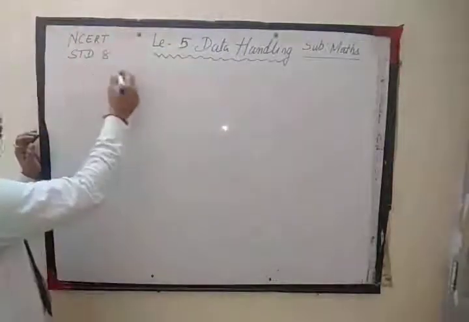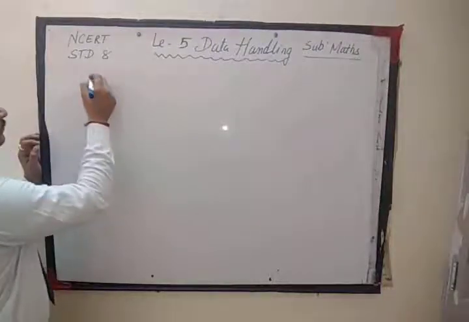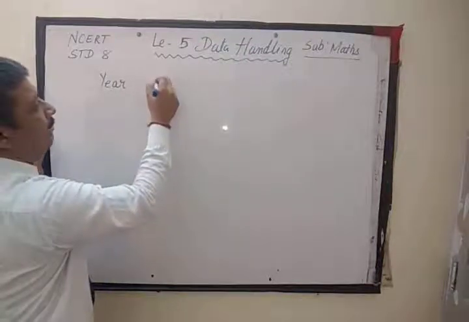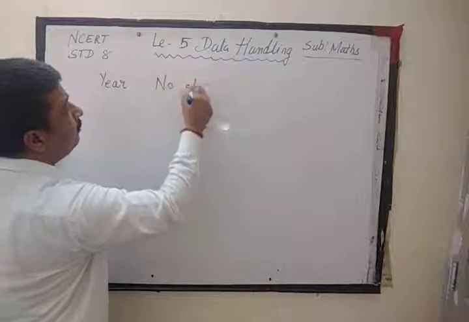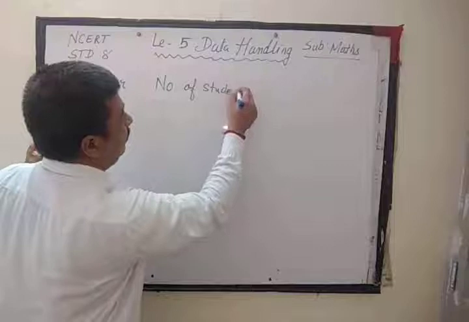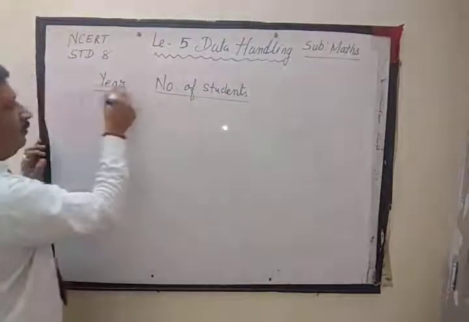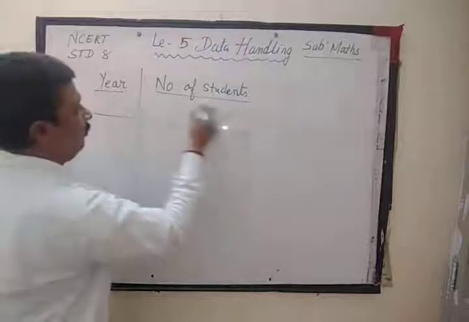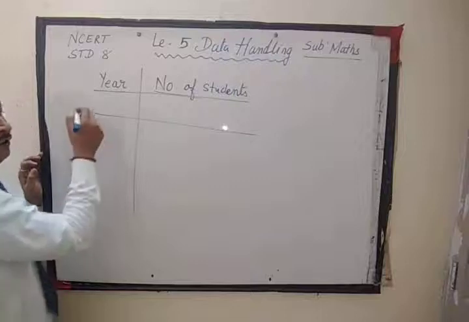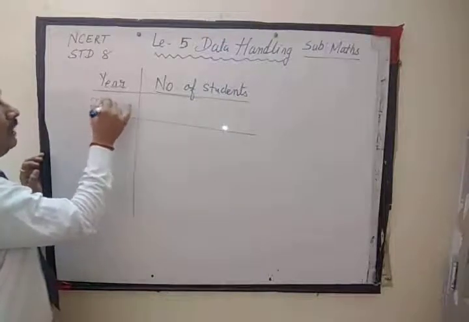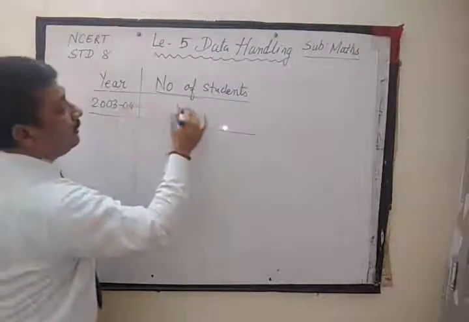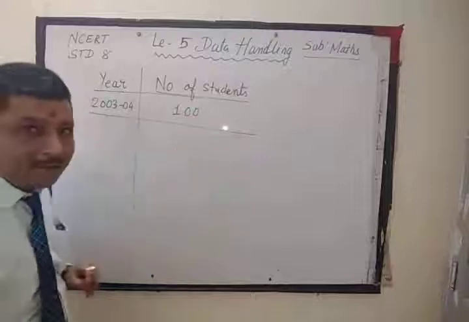Now first of all, if you can see over here, we have the data in the form of year and admission of number of students in a school. In the year, particularly which year they have enrolled. Suppose 2003-4, the strength was 100.